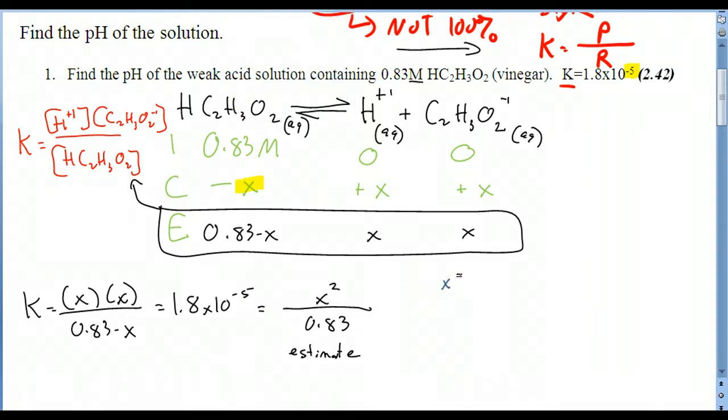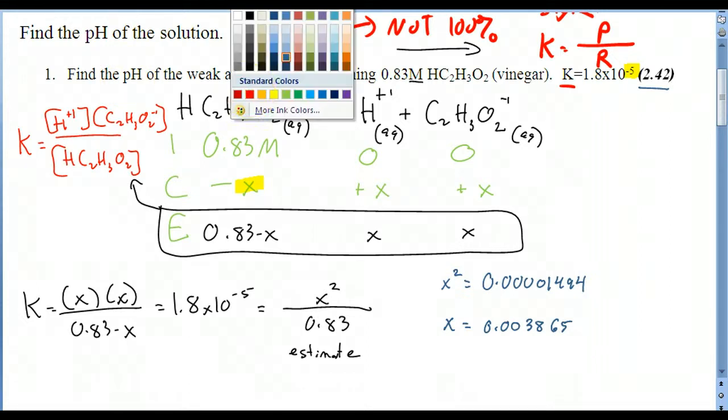Multiply both sides by 0.83 and you get 1.494 times 10 to the negative fifth. Take the square root of both sides to solve for X and you get 0.003865. Now X is not our answer. So part of the skill is, congratulations, you solved for X. Now you have to answer the question, find the pH. So how do we do that?